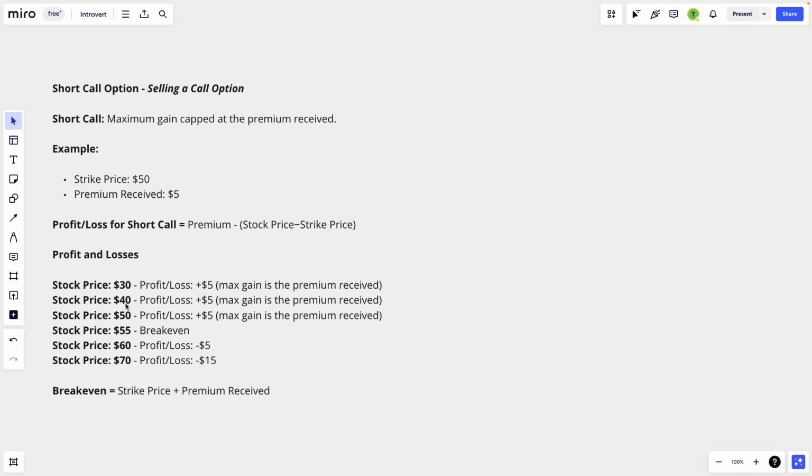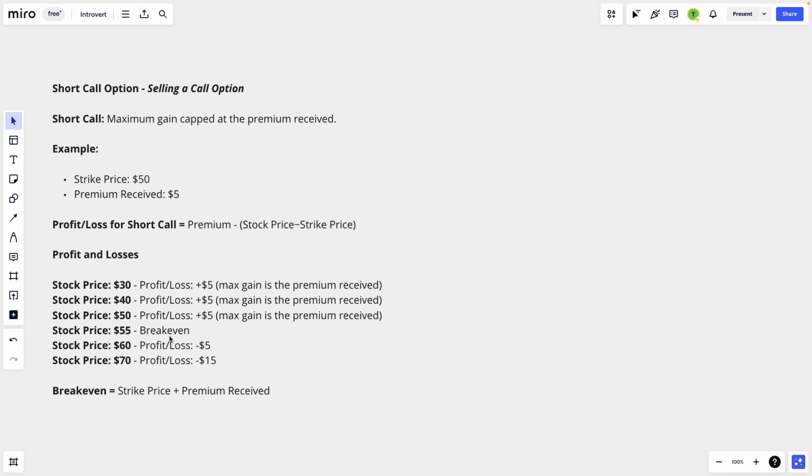If the stock price is 40, again, it's less than the strike price, you're going to win. You're going to gain that $5. At 50, the stock price is 50 and the strike price is 50, that's going to be 0, so your premium is still what you receive. So that's great. And then at 55, that's our break even. So at 55, you're going to break even on this transaction.